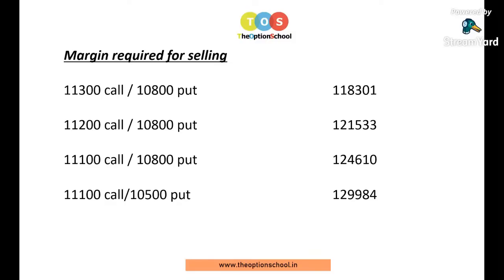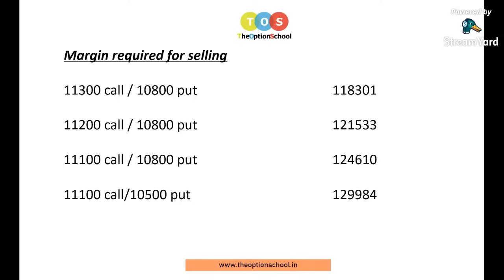Are you getting my point? So 10,800 can handle the loss better. So you're collecting more premium in that, so the margin requirement is slightly lower. But in the other case, because the put premium will be very low, it will not be able to cover much of the loss on the call side. So the margin requirement is slightly higher.